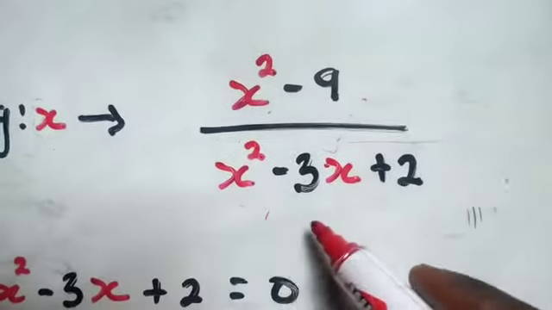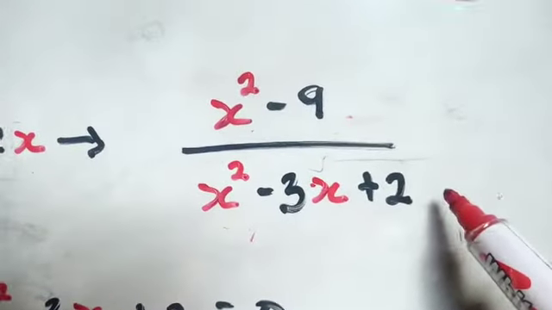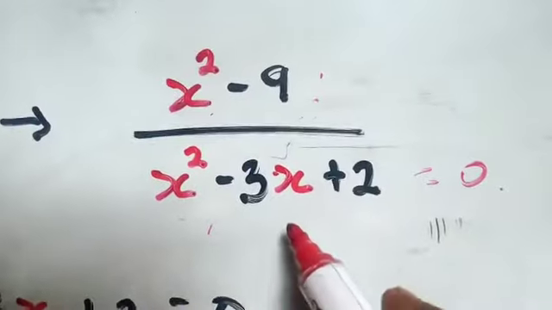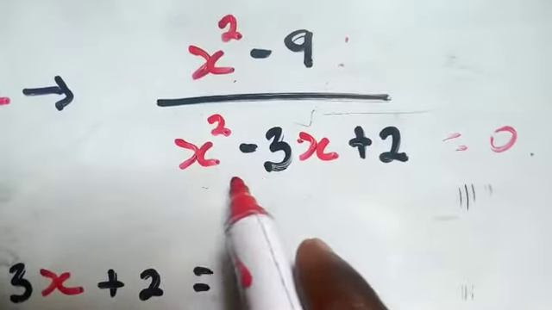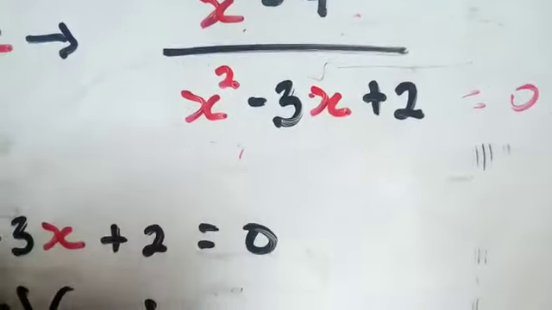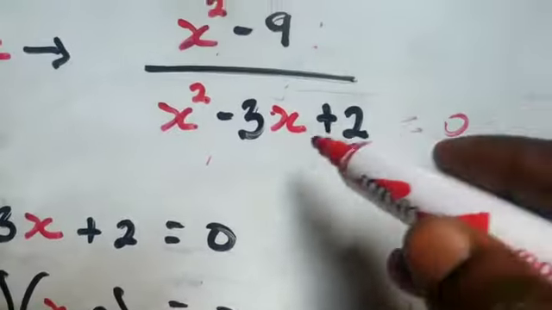So how do you solve this type of question? As I said earlier on, you have to equate the down to 0. This is a rational function. Is that okay? You equate the down to 0. You can see that this is a quadratic, right? If you don't know how to solve a quadratic, just comment down below. We are ready to help you. So this is a quadratic.